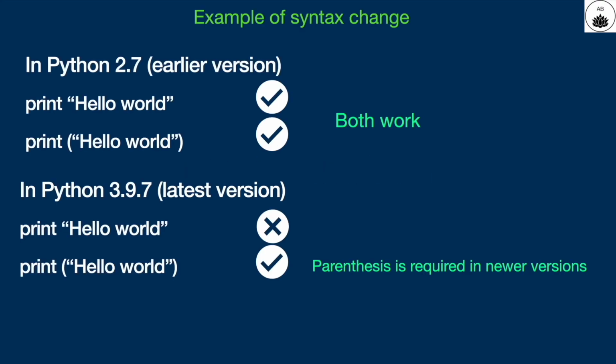So let's just do a quick recap. As happens with computer languages, syntax changes with time. So one example of syntax change for Python that I showed you was that in earlier versions of Python, print statement with or without parentheses work. However, in later versions, such as in Python 3.9.7, a print statement without parentheses is not going to work. So parentheses is a must.